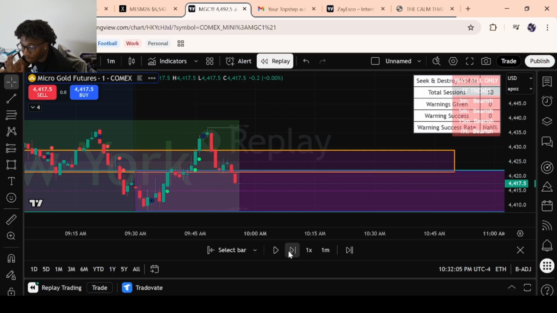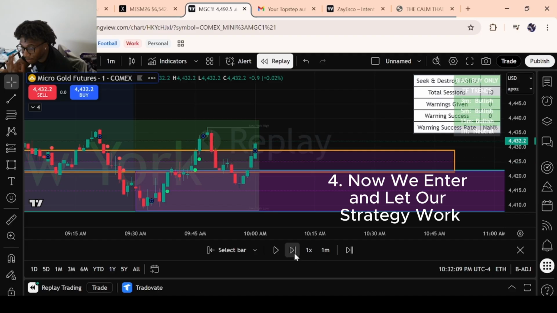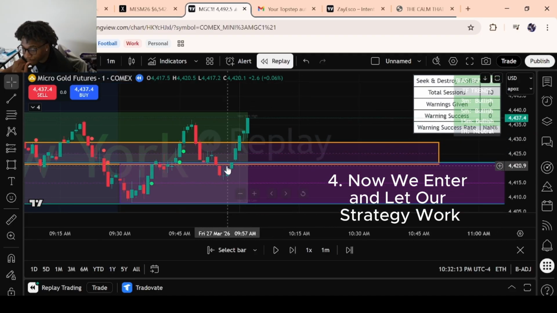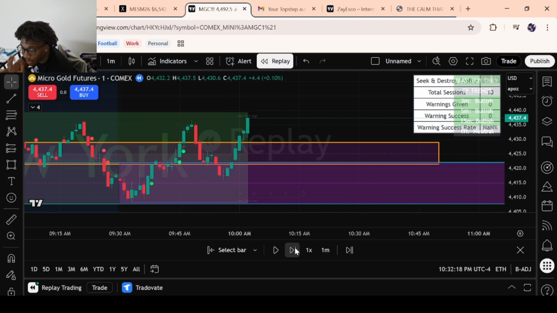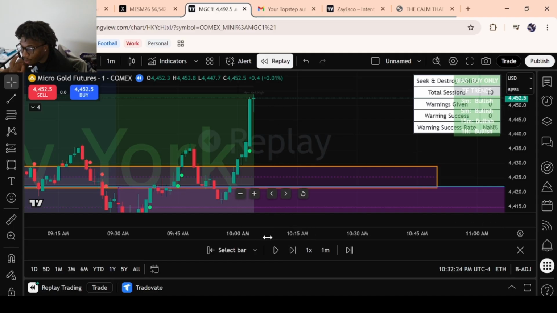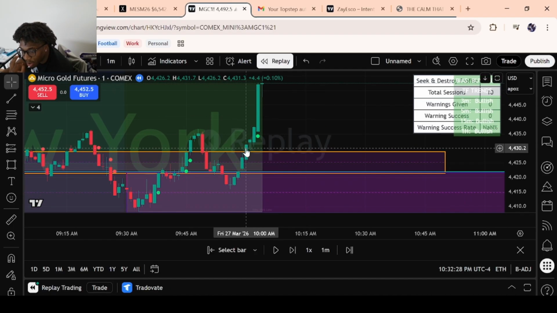All right. It's still retesting right here. This right here would technically count as a rejection because this candle closed above. But I think I got it right here. But boom, step three, rejection. Now we execute the trade, right?